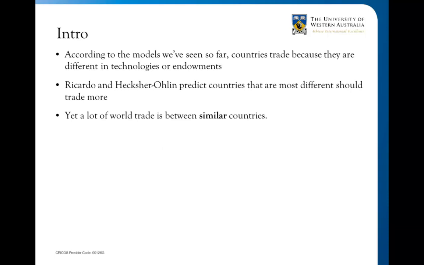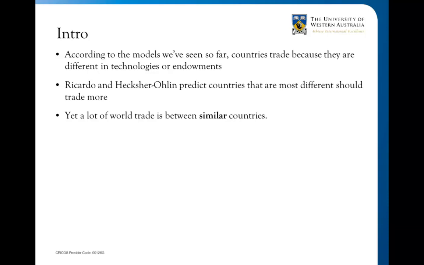So according to the models we've used so far, the Ricardian model, the HO model, in terms of things like comparative advantage, one of the implications of this is that the countries that are the most far apart should trade the most with each other. In other words, the ones that have very different endowments have the most to gain from trade with the other country.